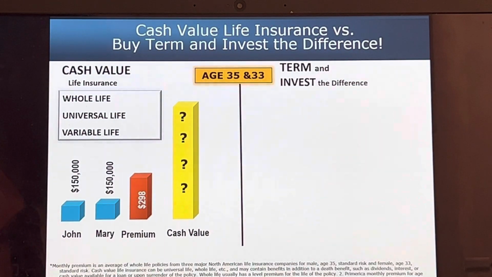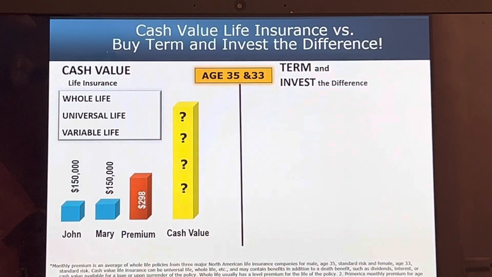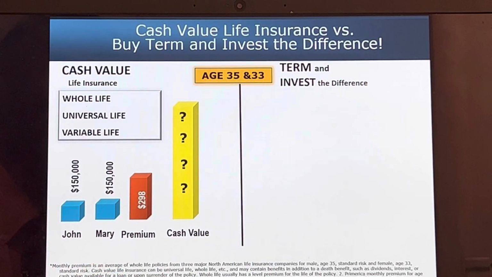In other words, if you subtract the price of term insurance from the price of cash value life insurance, whatever you get when you subtract one from the other, that's the difference. That's what you're going to invest, the money you save. So you're going to save the difference, the money that you save by not buying the whole life.